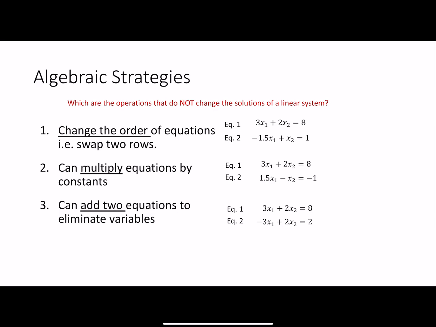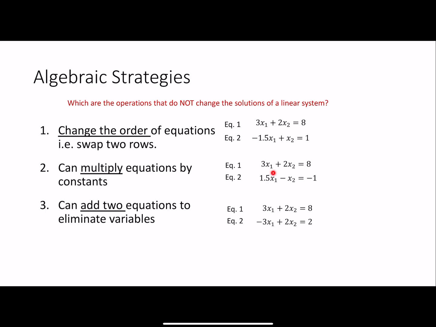First thing to note, let's say we have a 2 by 2 system of equations. Here's equation 1 and here's equation 2. It doesn't matter as far as the solution is concerned if we write equation 1 first and equation 2, or we switch the order. It doesn't matter because the x1 and x2 that satisfy both equations at the same time will be the same as the original system. So we're allowed to switch the order, essentially swap two rows of the augmented matrix.